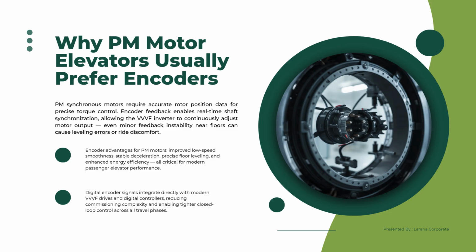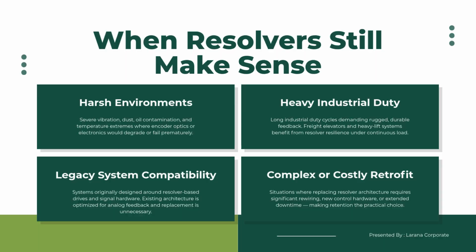Why PM motor elevators usually prefer encoders. Modern passenger elevators often use permanent magnet synchronous motors. These motors are efficient, compact, and suitable for machine-room-less elevator systems, but they require accurate rotor position synchronization. The inverter needs to know rotor position clearly so it can control torque properly. Encoder feedback helps the inverter coordinate motor output with rotor position in real time. This improves low-speed smoothness, deceleration stability, leveling precision, energy efficiency, and passenger ride comfort.